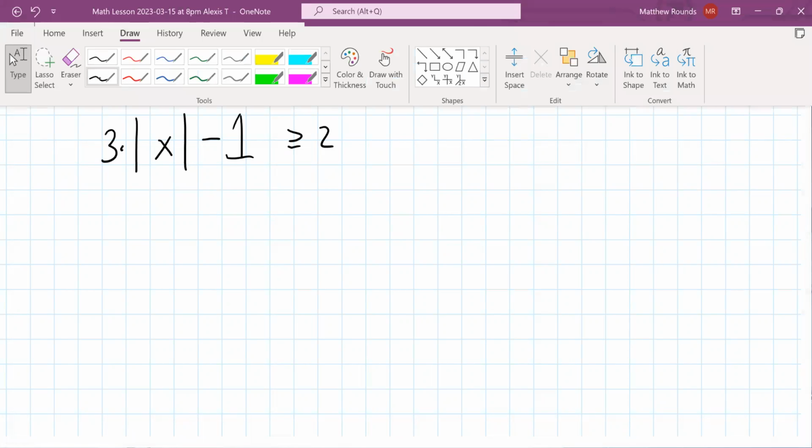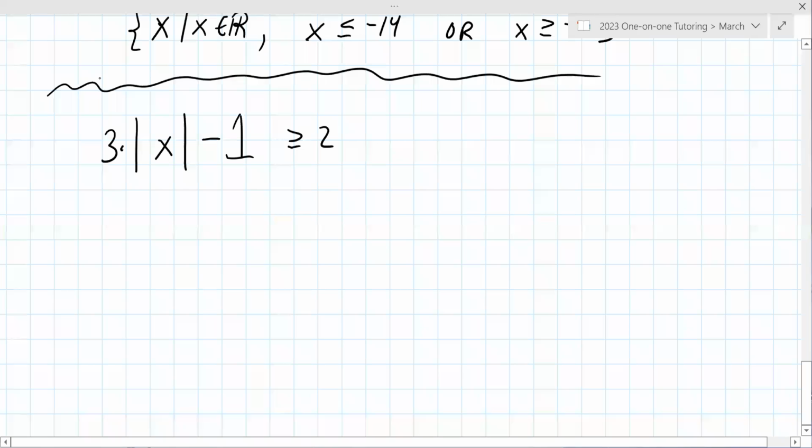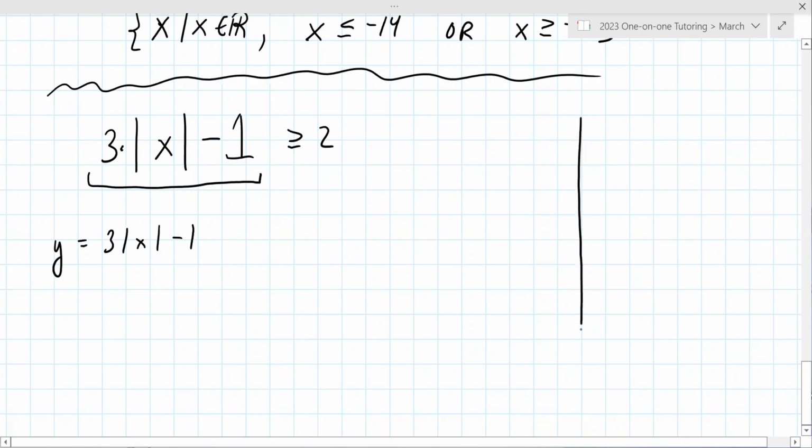All right, so our goal here, I guess we're again going to graph this. So on the right here, we're going to treat this as y equals 3 absolute value of x -1. And what I didn't understand, but I do now, is you were saying the a value is 3, and that's really important because we want to graph this. So the vertex here is at 0, -1, like that.